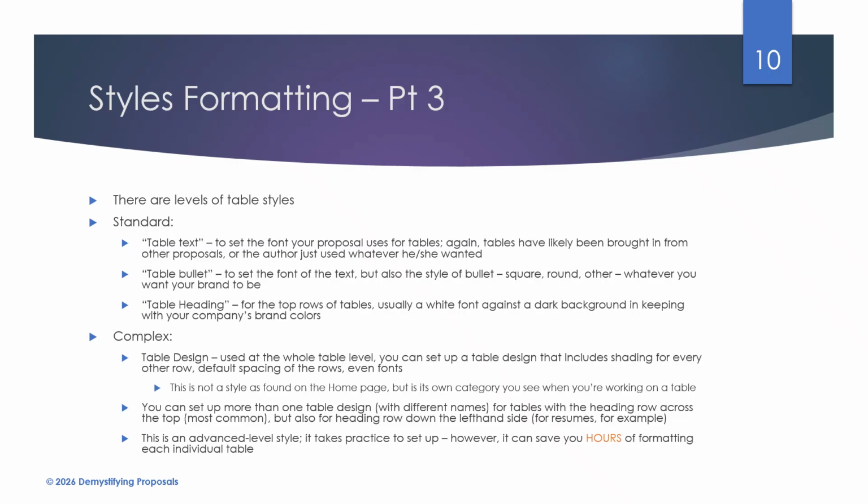Table heading is usually for the top row of tables. It's usually a white font against a dark background in keeping with whatever your company's brands are. Again, these 3 styles, table bullet, table text, and table heading, you likely have defined in your template. I'm just reminding you that when you're formatting at the end of the process or along the way for your color teams, you need to reapply those standard styles to your text.